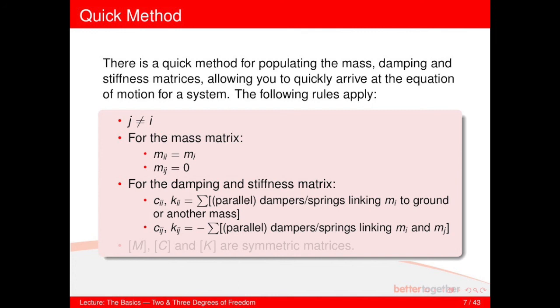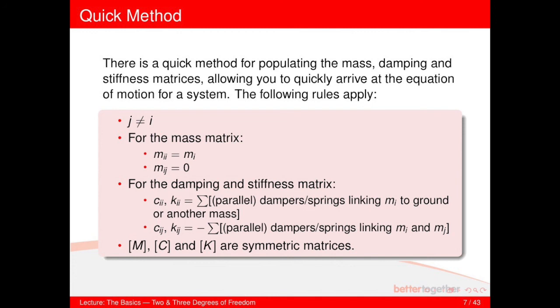Okay. So, diagonals is the sum of the springs and dampers connecting m1 to ground or to another mass. And the off diagonals is minus the sum of the springs connecting those masses together, or dampers. And that builds up your M, C and K matrices.